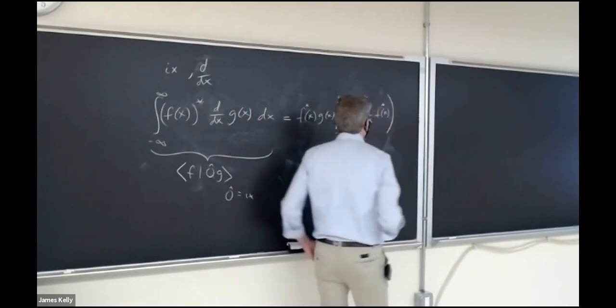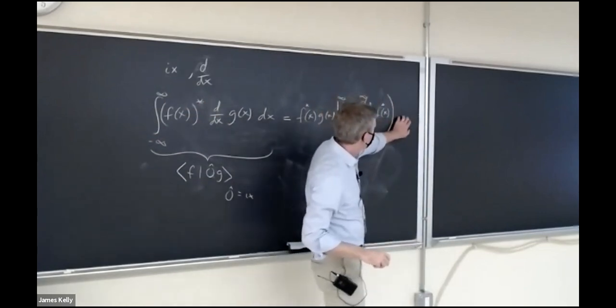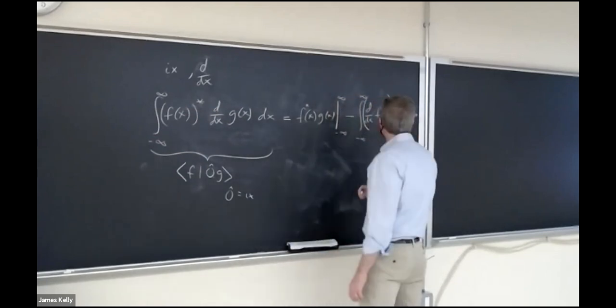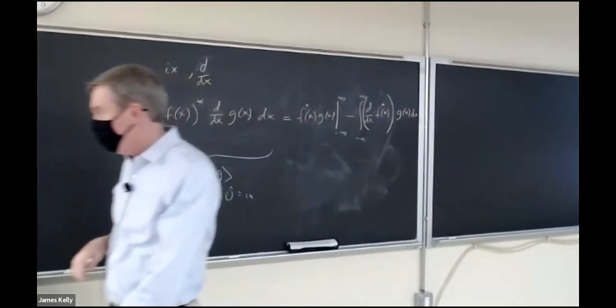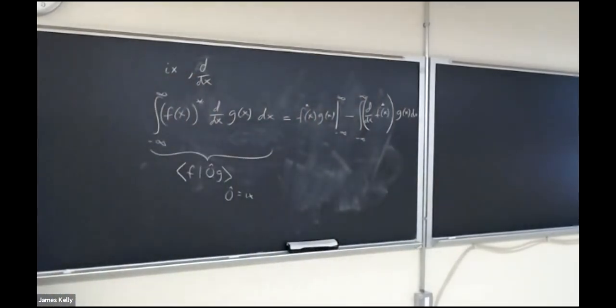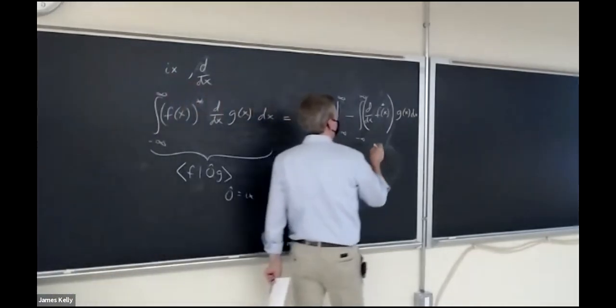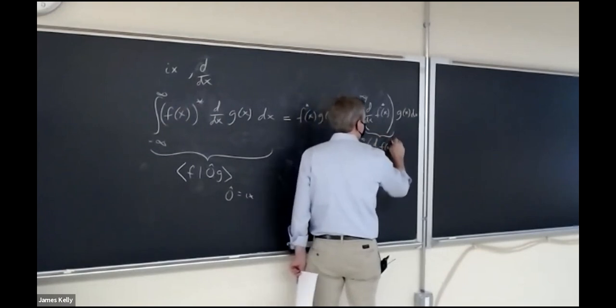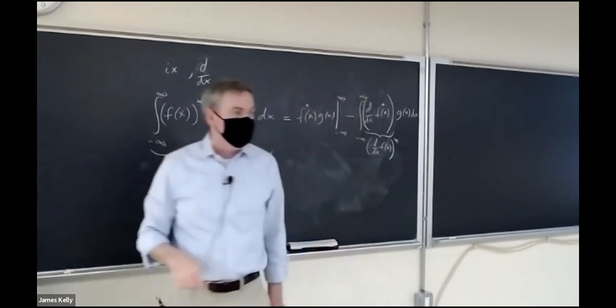I better put parentheses around this because this derivative is no longer operating on the stuff that's over here, g of x dx. Now, in my solution, you have to make a little argument here that I can write this as the derivative with respect to x of f of x all underneath the complex conjugate.